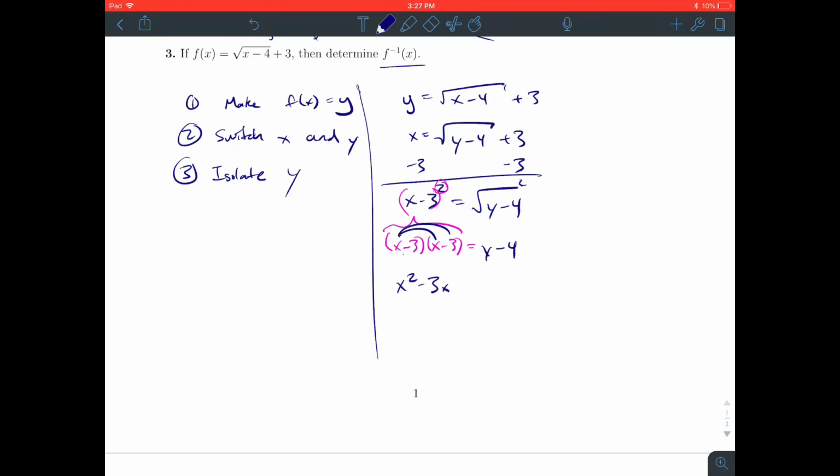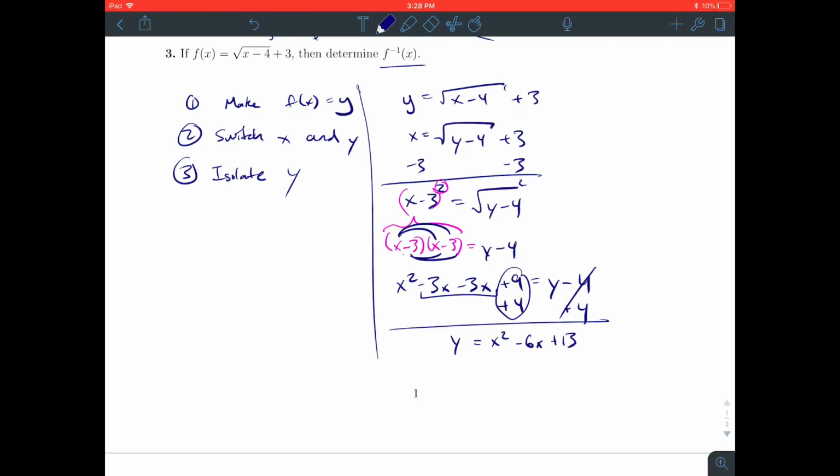X times x is x squared. X times negative 3 is negative 3x. Negative 3 times x is negative 3x. Negative 3 times negative 3 is positive 9. So you get all of that equals y minus 4. Last step to isolate y is to add 4 on both sides and combine like terms. So we have y is equal to x squared minus 6x plus 13.